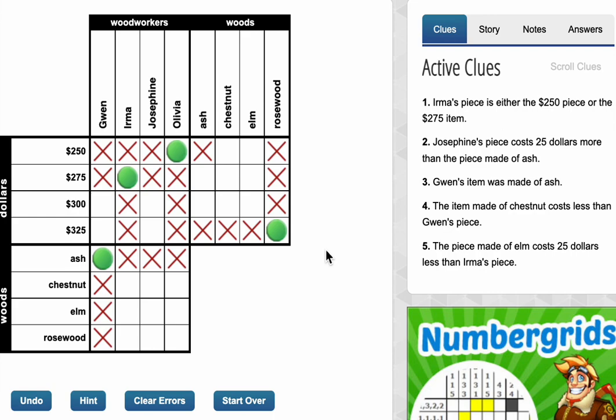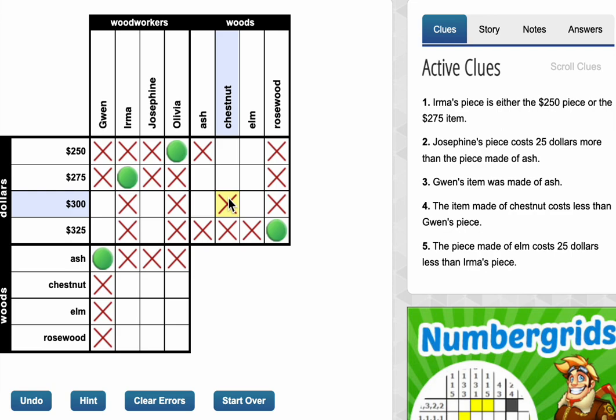All right. Gwen's item was made out of ash. We already got that accounted for. So Gwen's item must be either 275 or 300. The item made of chestnut costs less than Gwen's piece. If I know Gwen is ash, and she's got to be 275 or 300, then the item made out of chestnut can only be one of these two possibilities. So it can't be this one.